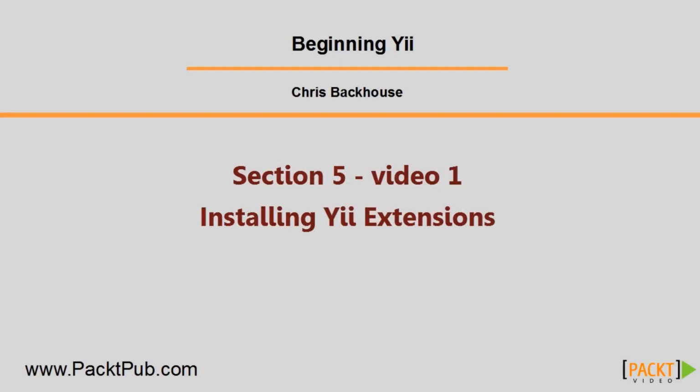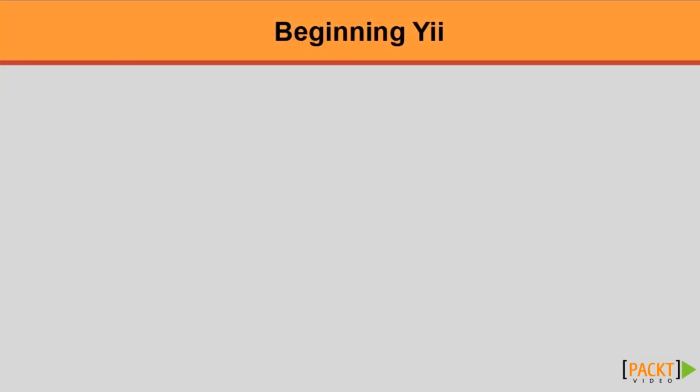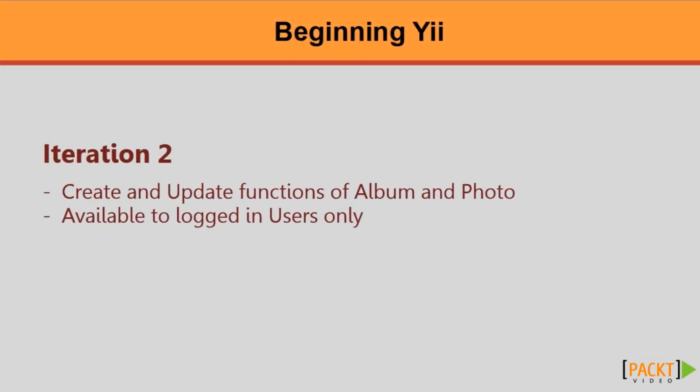Hello! In section 3, we completed the first iteration of our application, and we managed to rearrange the front end, the public side of the website, to look similar to our final product. Over the course of this section, we'll perform iteration 2, and we'll turn our attention to the back end, the area for registered users to be able to create albums and upload photos.